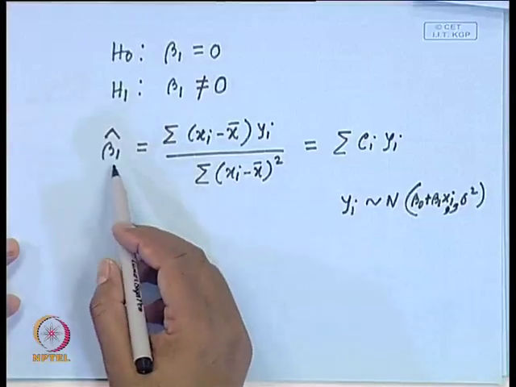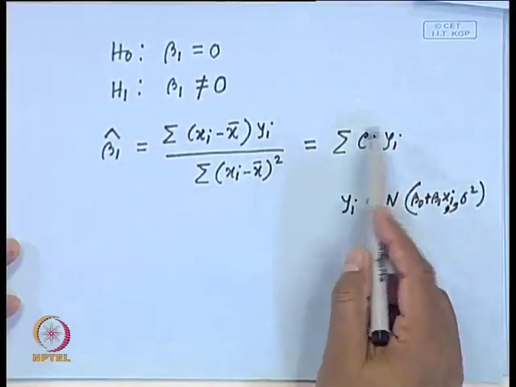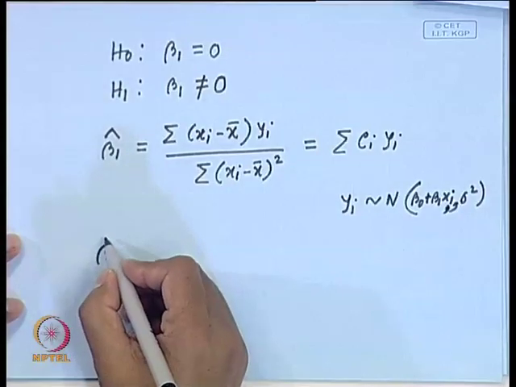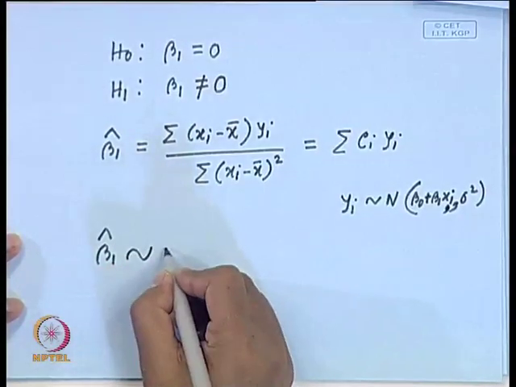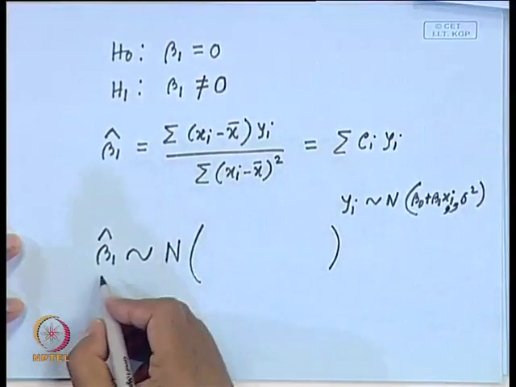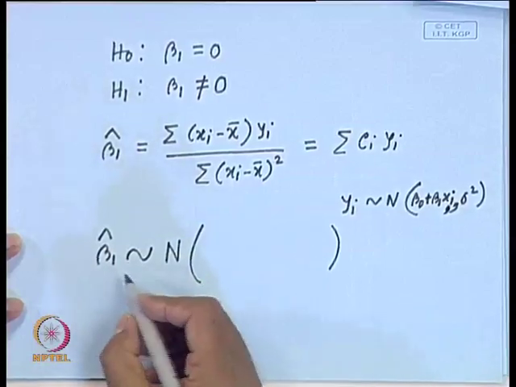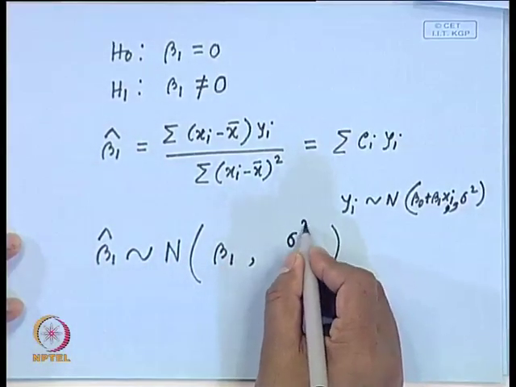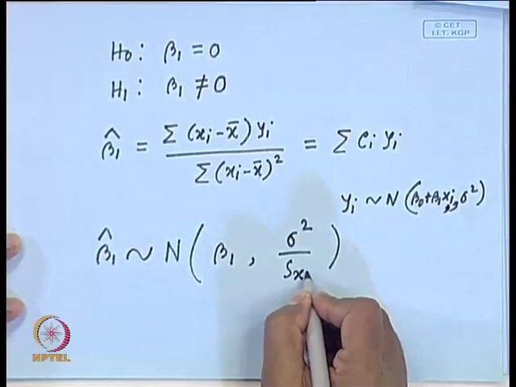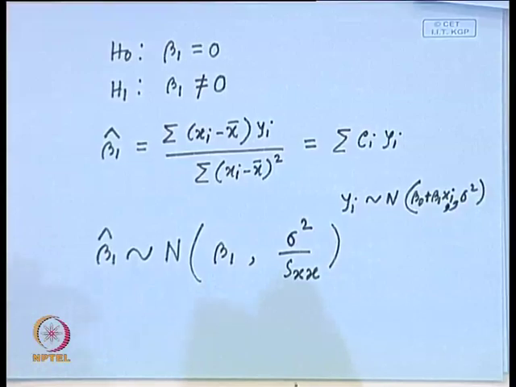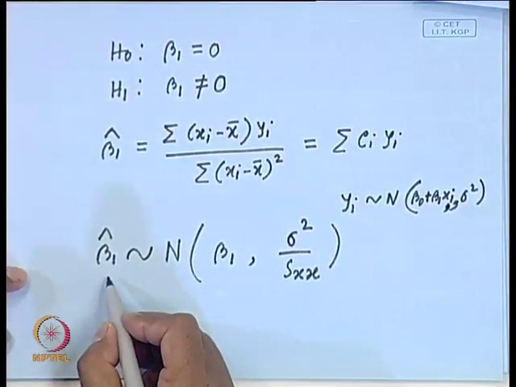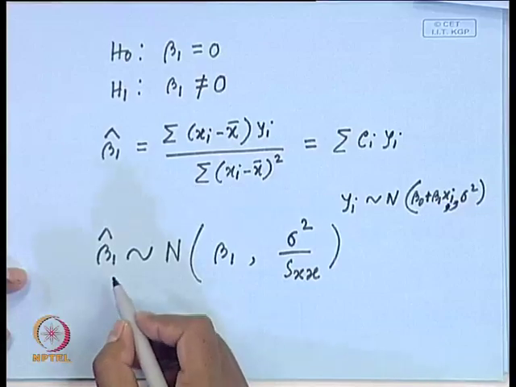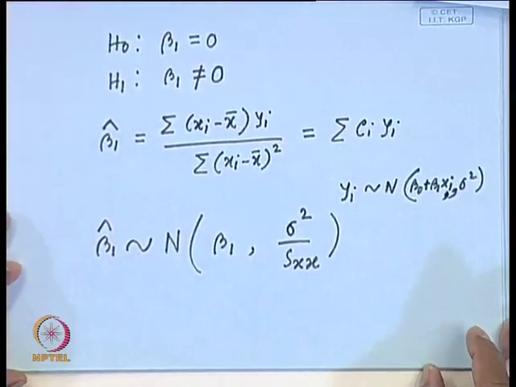So, here beta 1 hat is a linear combination of normal variables, which implies that beta 1 hat is also normal. We know the mean of beta 1 hat. Beta 1 hat is an unbiased estimator, so the mean of beta 1 hat is beta 1, and the variance of beta 1 hat, we proved before, is sigma square by S x x. This is called the sampling distribution of beta 1 hat, needed to find the critical value for the testing of hypothesis.